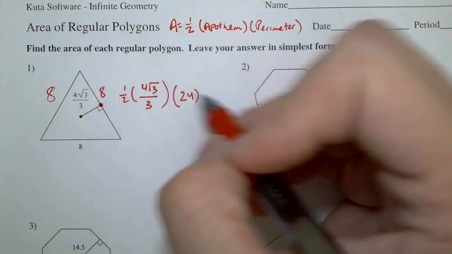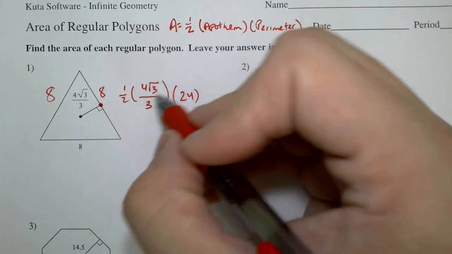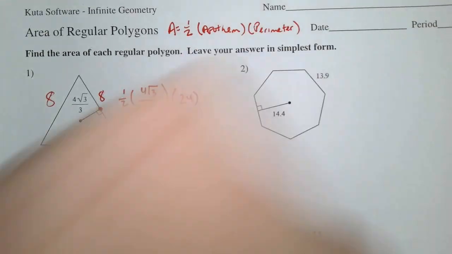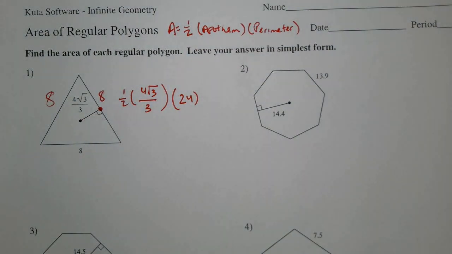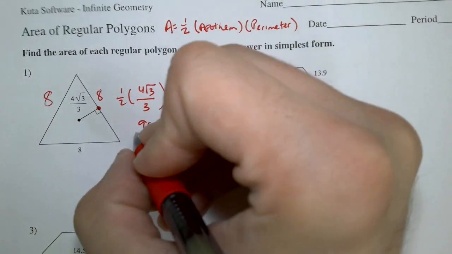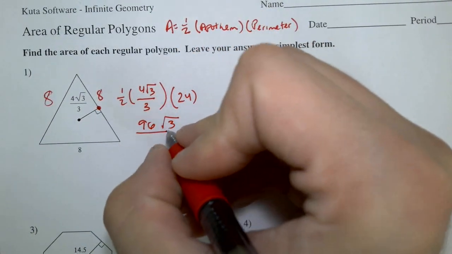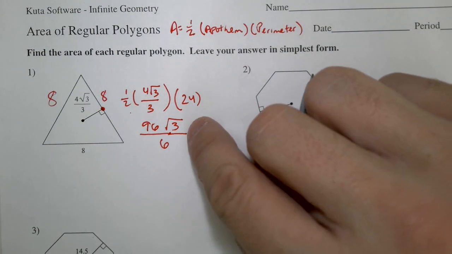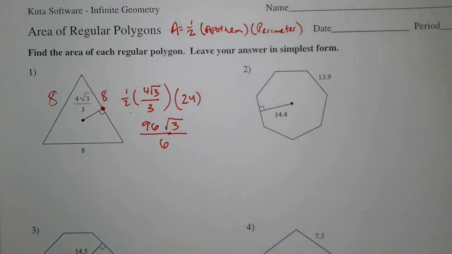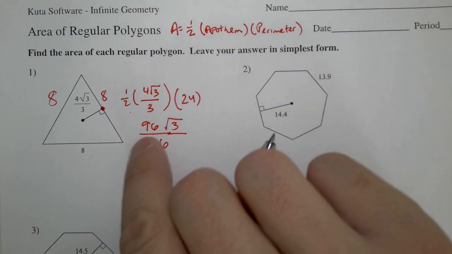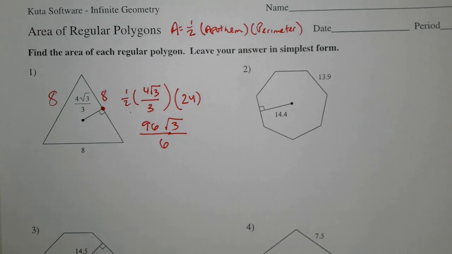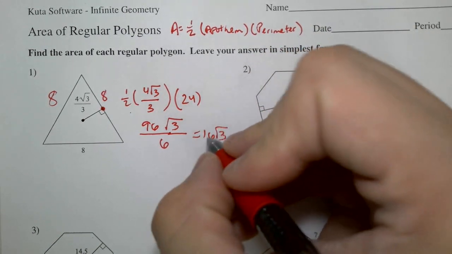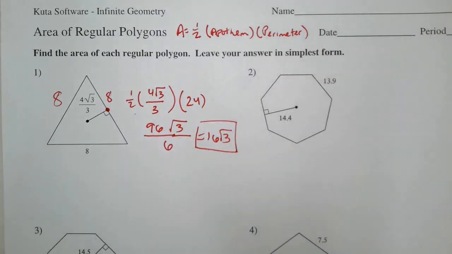We're going to start by multiplying everything on the top, but not what's inside the radical. So we multiply 4 and 24 together, and 4 times 24 is 96. Then we multiply everything on the bottom, which is 2 times 3, which is 6. Notice how the square root of 3 just stayed there. If there were other square roots to multiply, I would do that. Now we can divide 96 by 6, and we get 16 square roots of 3 as our area.